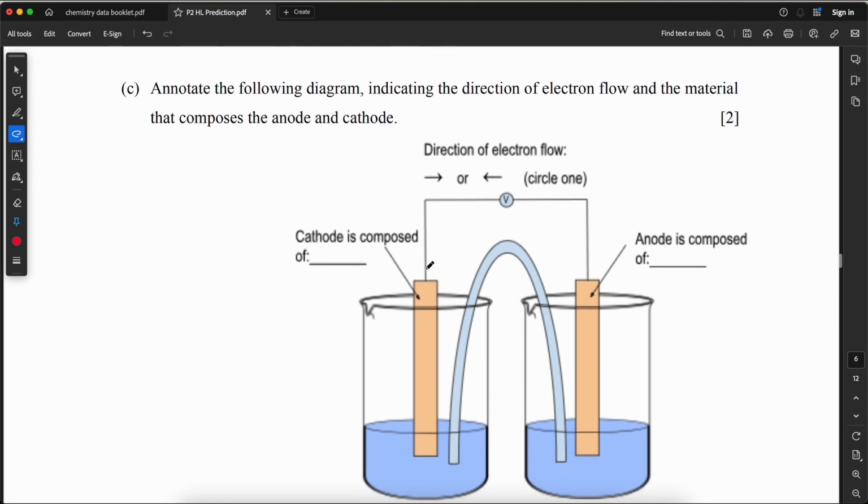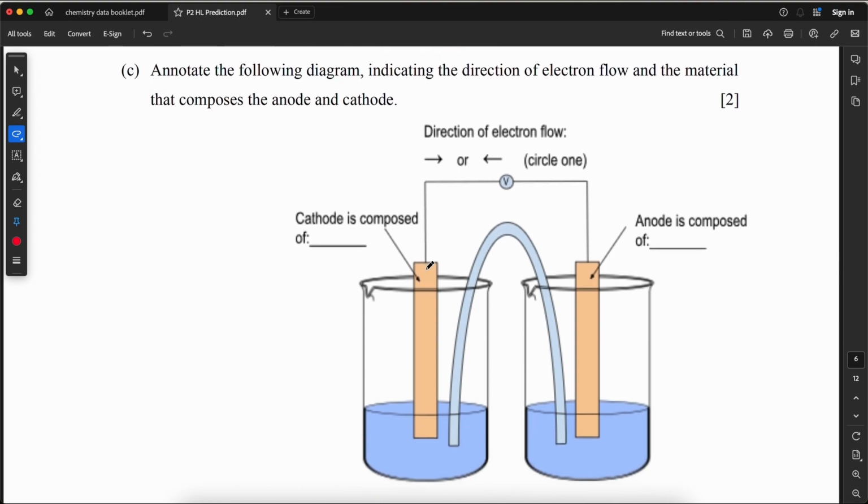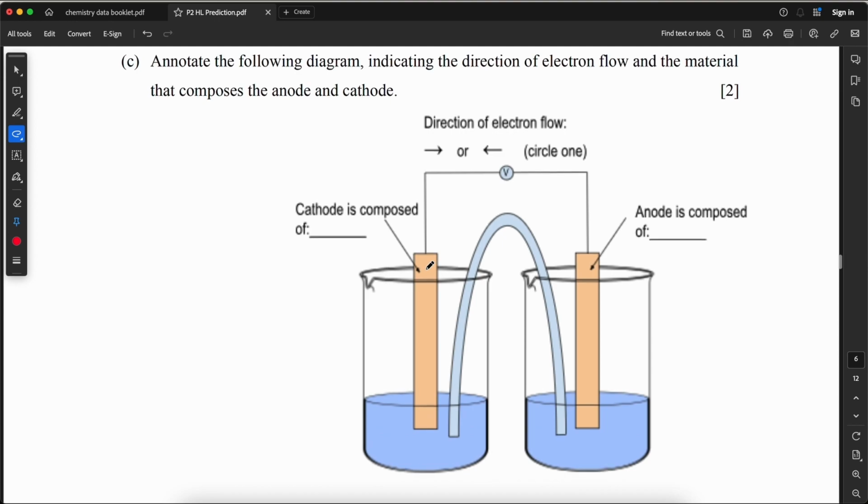Annotate the following diagram indicating the direction of the electron flow and the material that composes the anode and cathode. Cathode will be Ag.